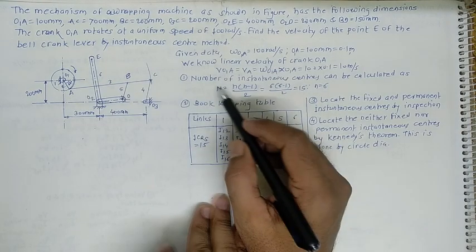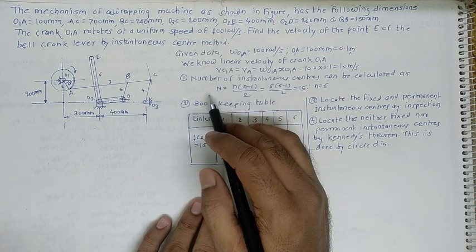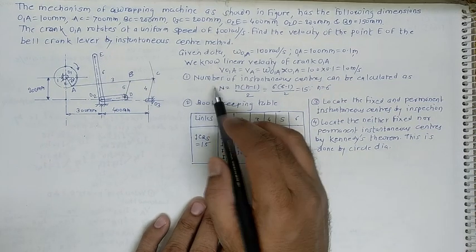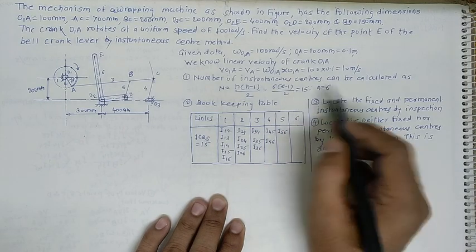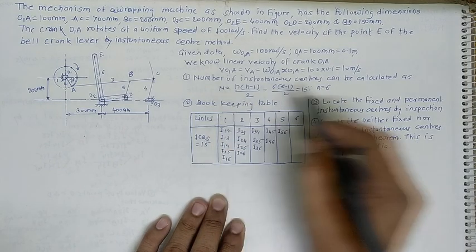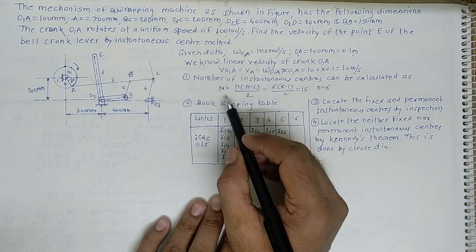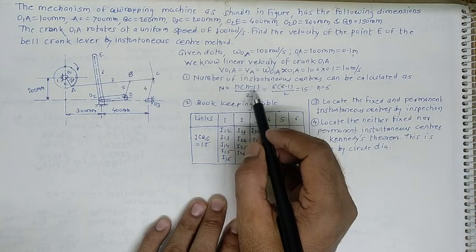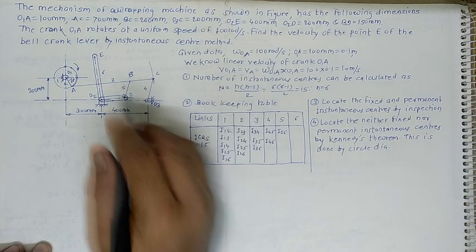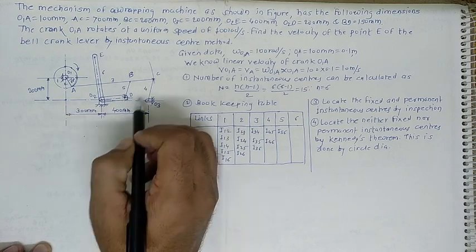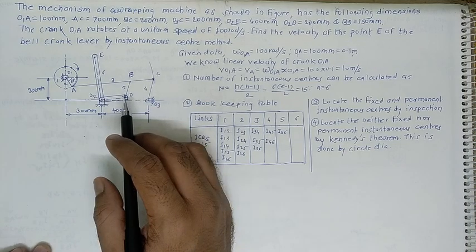Now just follow the steps. What about the first step? In the first step, you get the information regarding the number of instant centers. The number of instant centers can be calculated with the help of this relation: capital N equals small n into n minus 1 divided by 2. In this case, it is very important to redraw that diagram with some suitable scale. I'll use this diagram for the answer diagram.